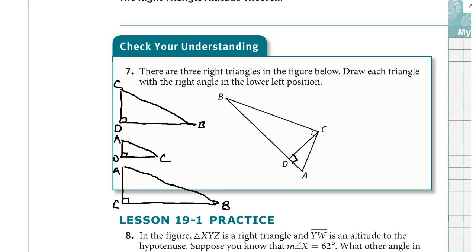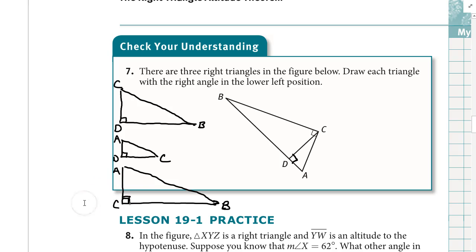Pictures will look something like this. Pay attention to how you name the angles. In the small triangle, it's ADC, where angle D is the right angle, but in the largest triangle, it's ACB, where C has the 90-degree angle.